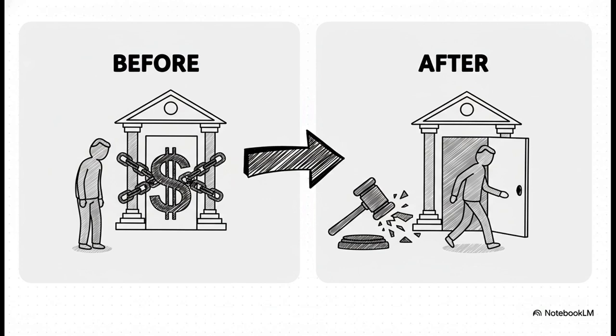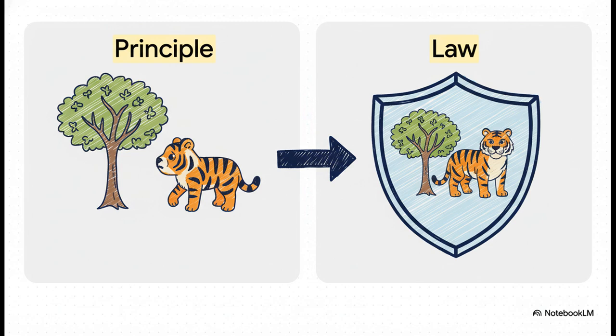Take Article 39A, the one about providing free legal aid to the poor. That principle led directly to the government passing the Legal Services Authorities Act in 1987. That's the law that set up the whole system of local Lok Adalats to do exactly what the principle called for. And you see the exact same pattern when it comes to the environment. The directive in Article 48A to protect forests and wildlife wasn't just a suggestion. It became the philosophical backbone for really strong laws like the Wildlife Protection Act and the Forest Conservation Act.